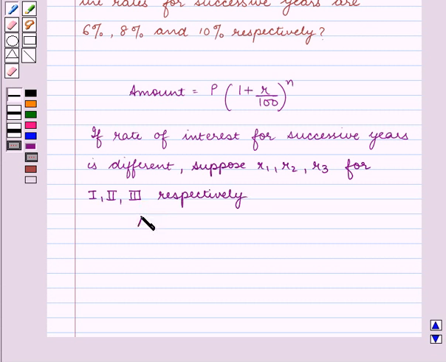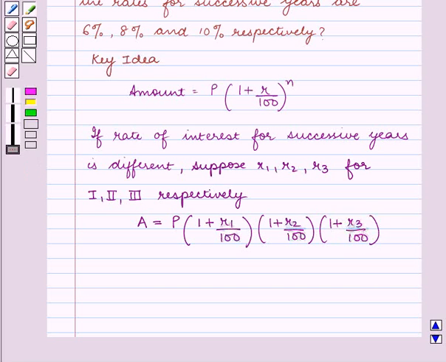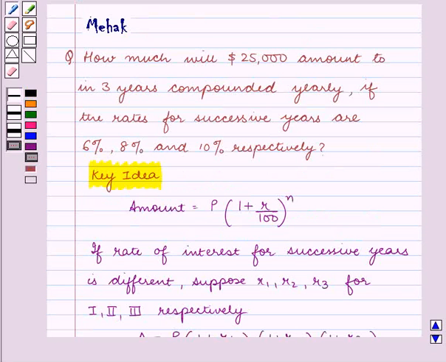Then amount after 3 years is equal to P into 1 plus R1 upon 100 into 1 plus R2 upon 100 into 1 plus R3 upon 100. With this key idea, let us proceed with the solution. According to the question, we need to find the amount after 3 years for a principal of $25,000 at a rate of 6%, 8% and 10% for successive years.